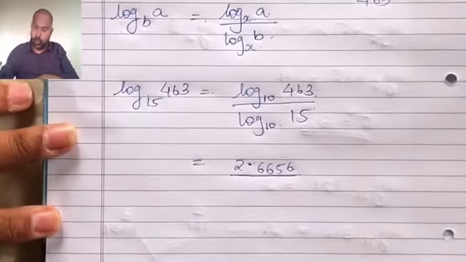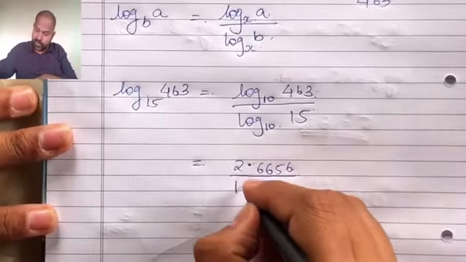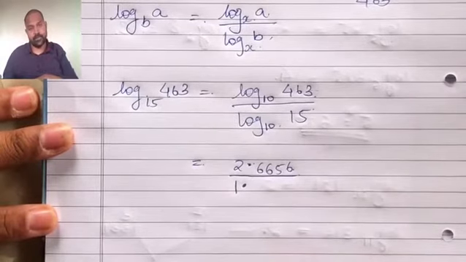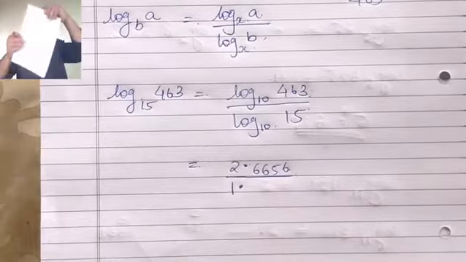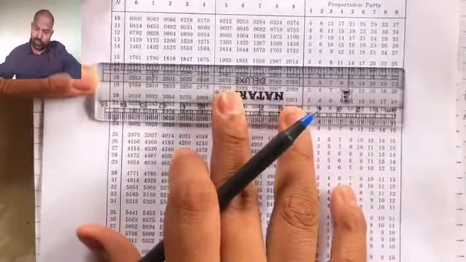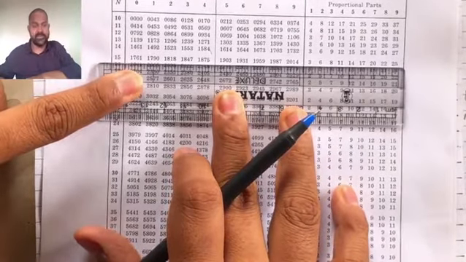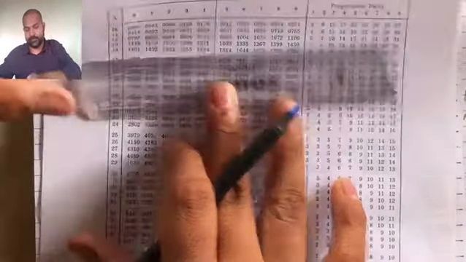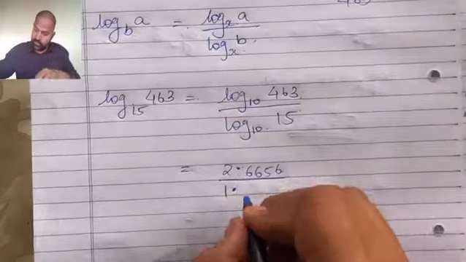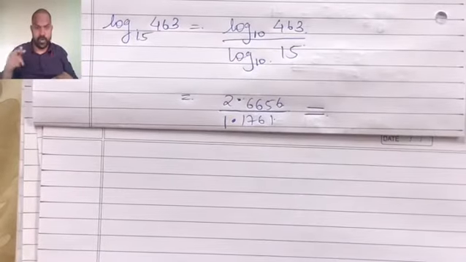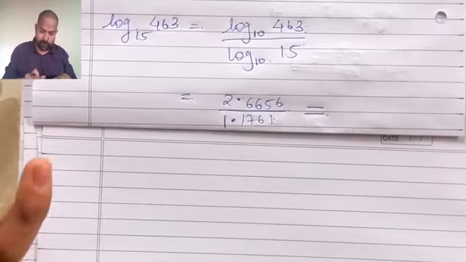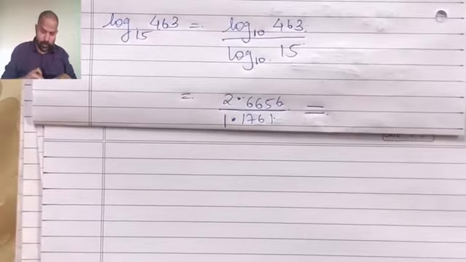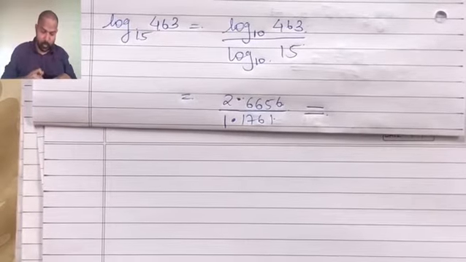Divided by log of 15. 2 places before the decimal, minus 1 is 1. Point. Under 15, I will look for 0. The answer is 1761. So this is 1.1761. I'm going to use a regular calculator to do this division: 2.6656 divided by 1.1761.